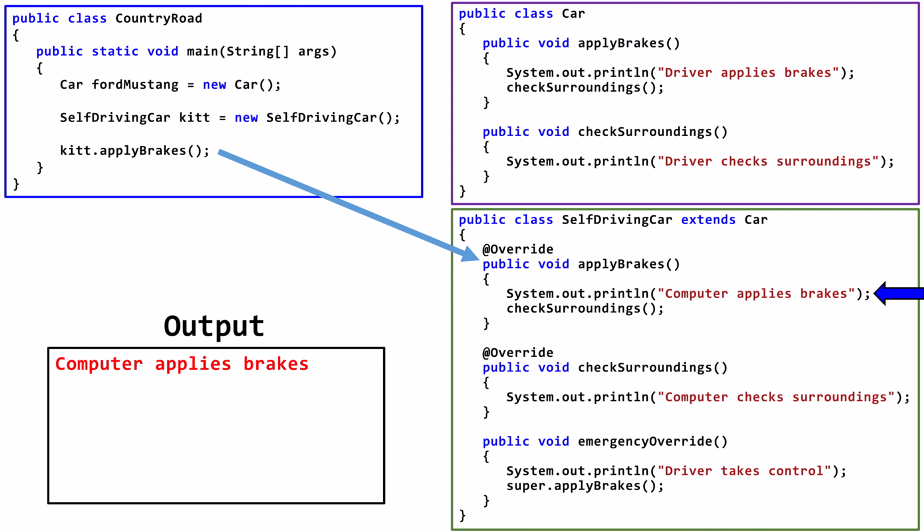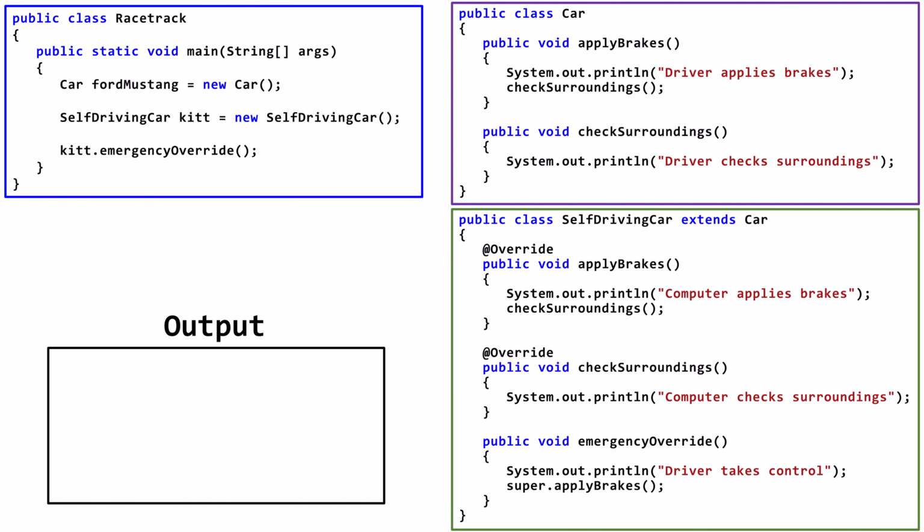Java outputs "computer applies brakes." Next, the method calls another method, checkSurroundings. Again, there are two different versions of the called method. Since kit points at a SelfDrivingCar object, we'll use the most recent version of checkSurroundings, which is in the SelfDrivingCar class. Java outputs "computer checks surroundings," and the program completes.